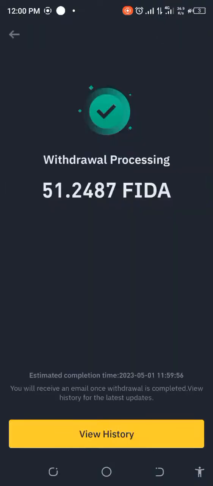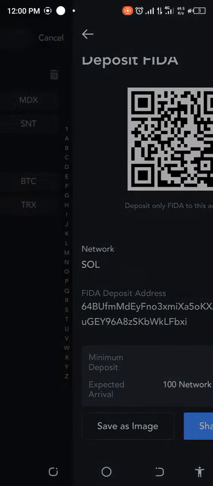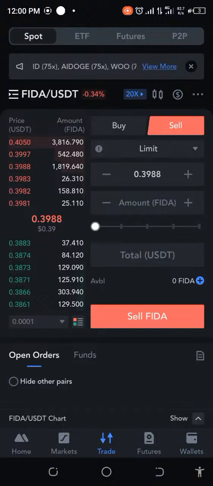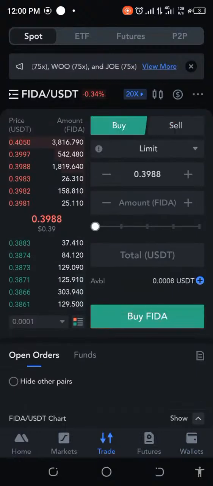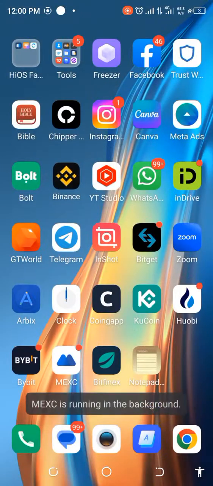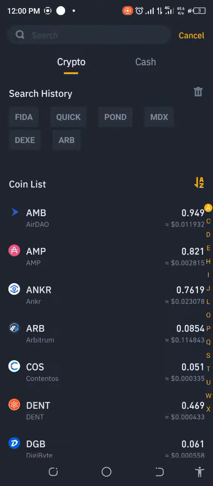All right, so our FIDA is actually on its way all the way to MEXC. So let's go check MEXC and see whether anything has shown up yet. All right, so let's go to the trade section. I know it doesn't normally take so long. Let's see if it will show up here. But I don't think it's ready yet. So let's go back and check it in Binance and see what the situation is.